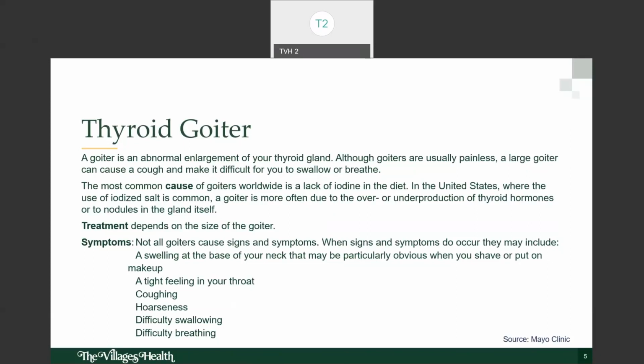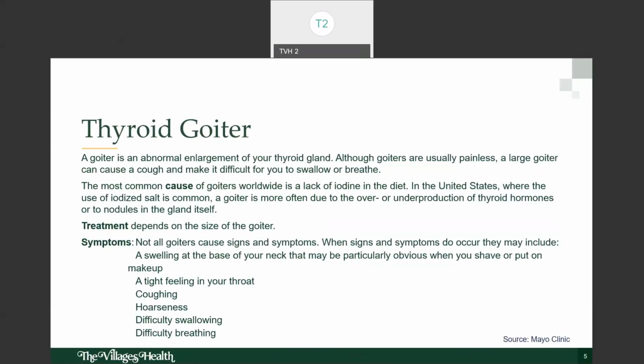Like we said, they range in size. So if you have a small goiter, number one, you may not even realize it. Number two, you may not have any symptoms or signs of it at all. So when the signs and symptoms do occur, they may include the following.